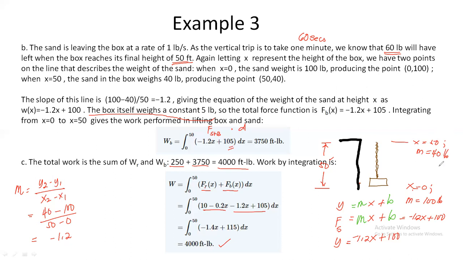Now, this is 40 because from the 100, we subtracted the 60 pounds that has leaked from the box when your box traveled the distance of 50 feet in 1 minute. And then we added, so this is just for the sand, and then we added the constant weight of the box of 5 pounds here in the 100. So all in all, you have an equation which is this, for the force that is needed in lifting the box with the leaking sand.